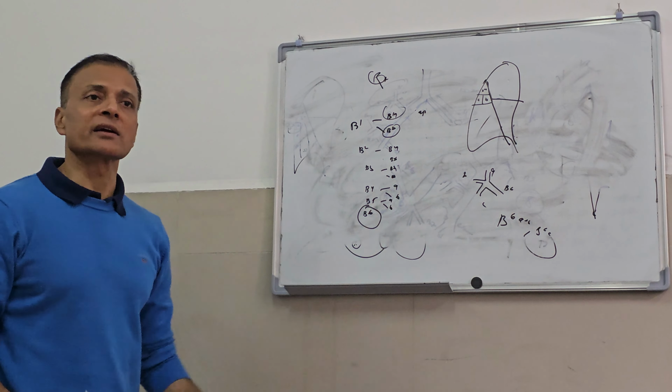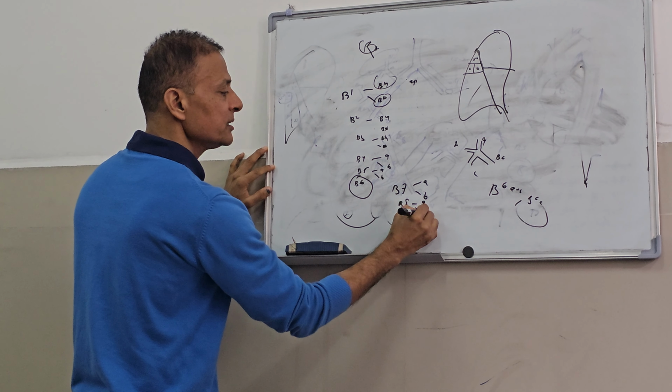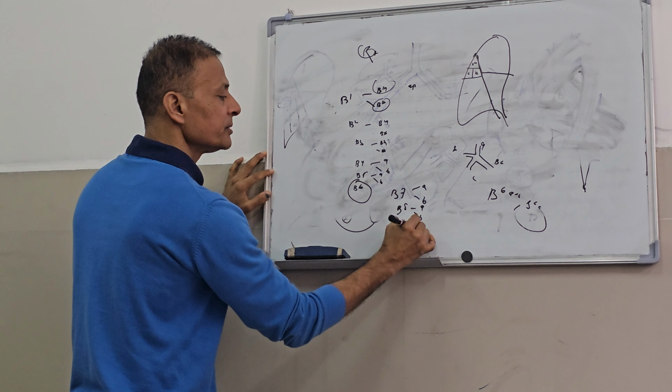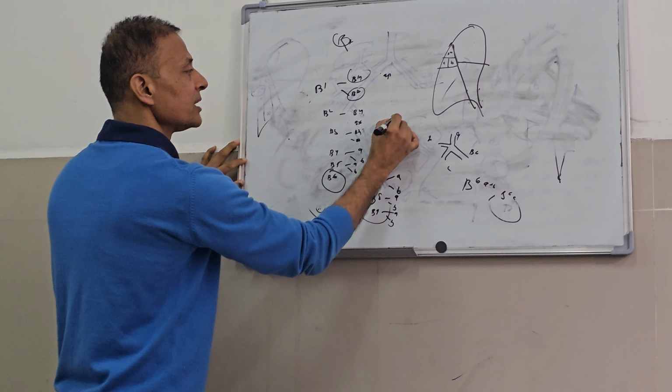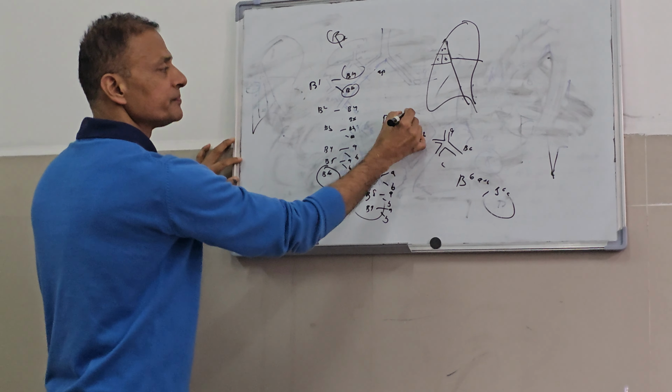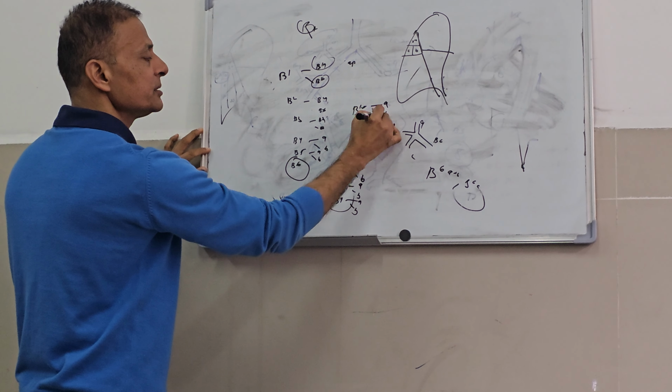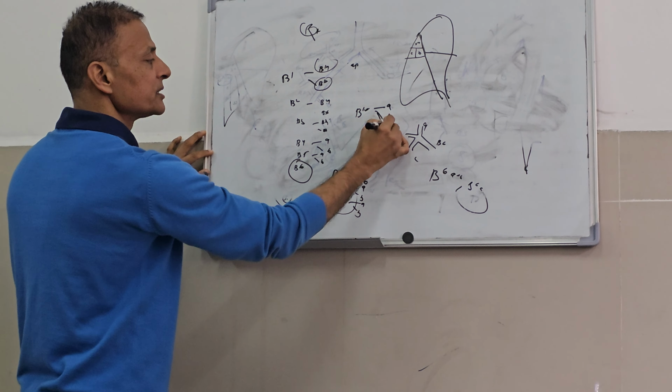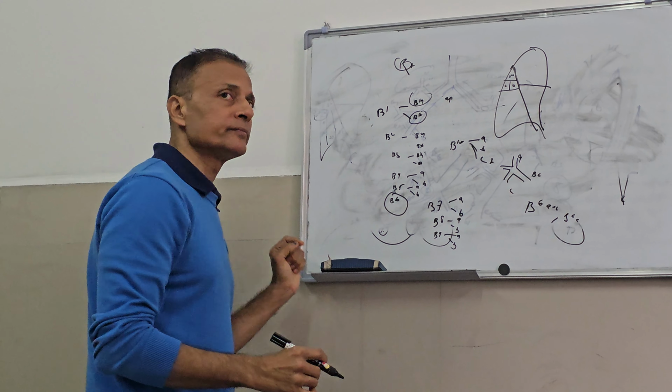Any questions on the right side? Okay, then we come to B7. B7 also has B7A and B7B. B8 also has A and B. B9 also has A and B. But B10 again has three subsegments: B10A, B10B, B10C.